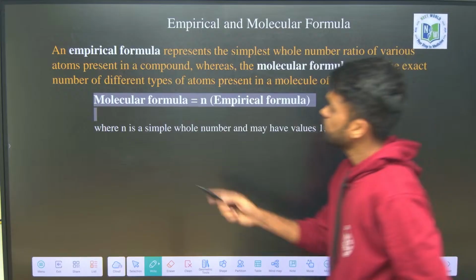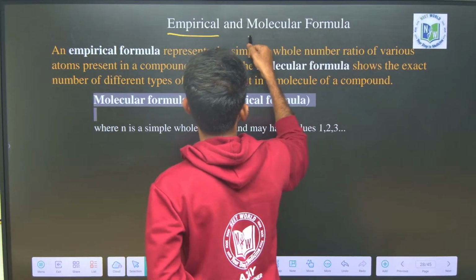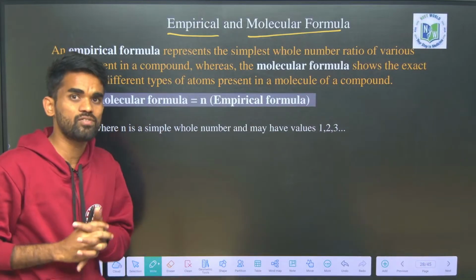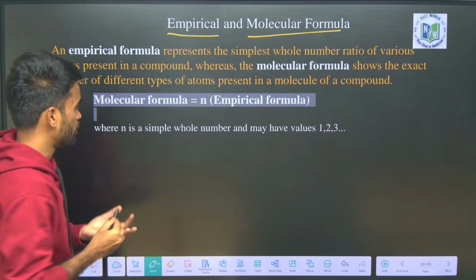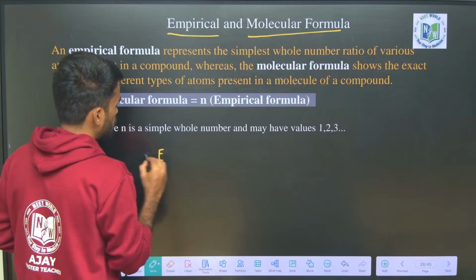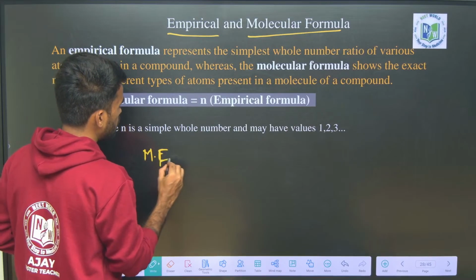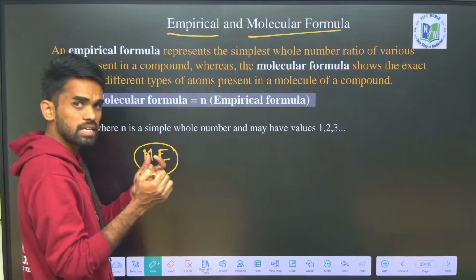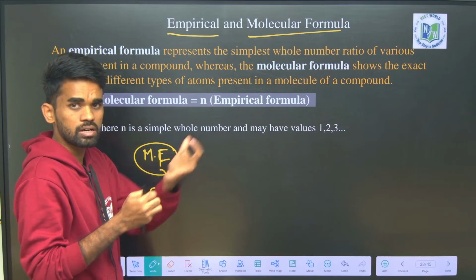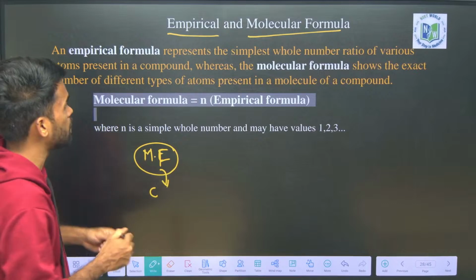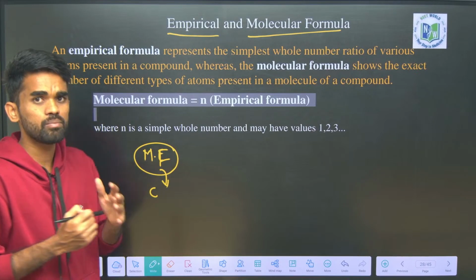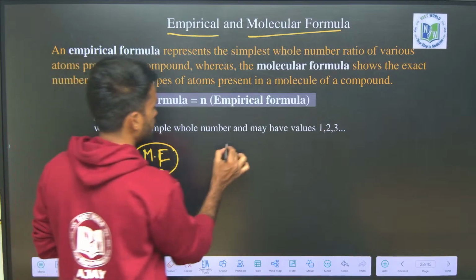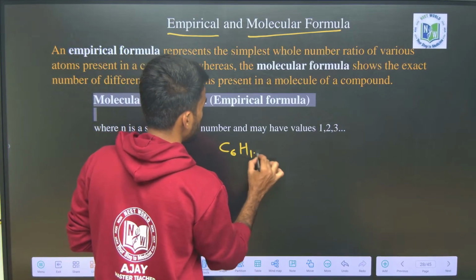Again, see, I have discussed empirical formula and molecular formula. So what is the difference between empirical formula and molecular formula? See, molecular formula gives the exact number of atoms present in the given molecule. For example, if I ask what is the molecular formula of glucose, you will say it as C6H12O6.